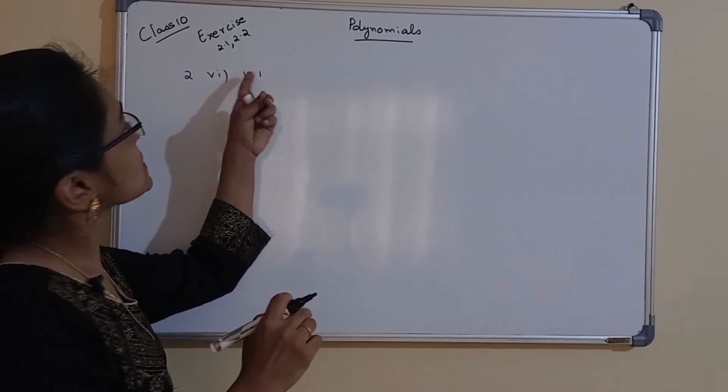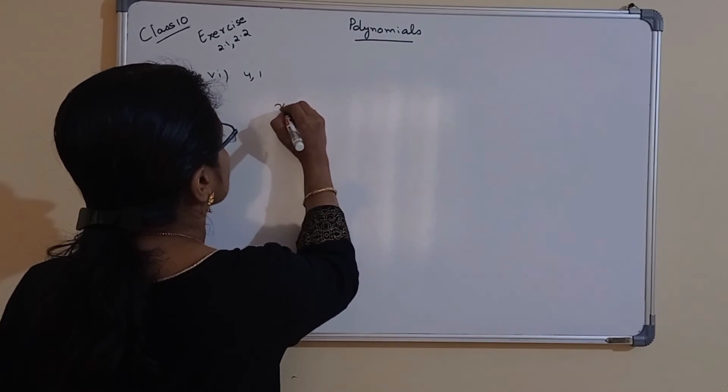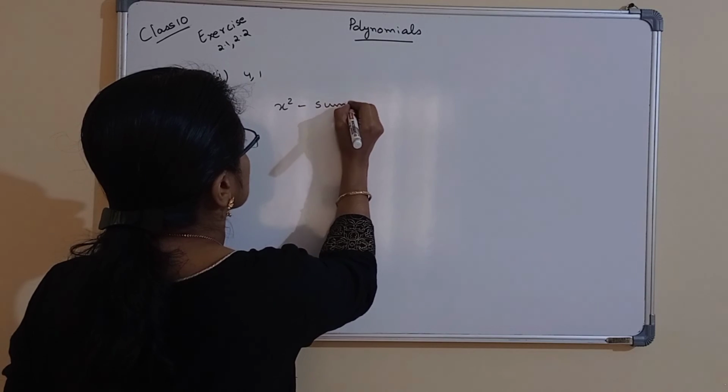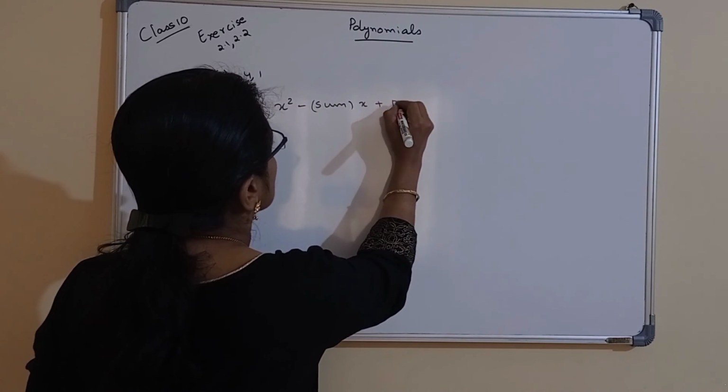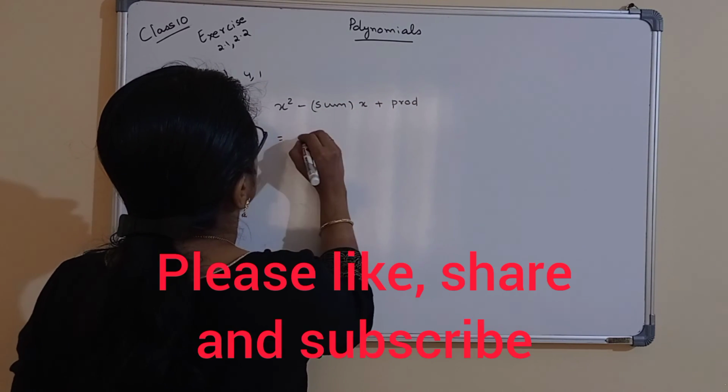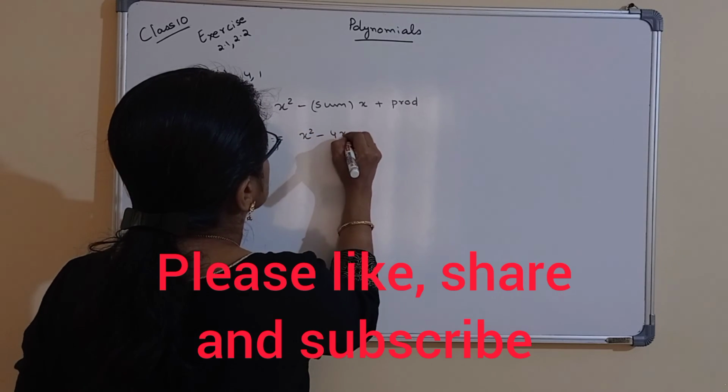Next one, sum is 4, product is 1. So we can write it as x square minus sum of zeros into x plus product, which is equal to x square minus 4x plus 1.